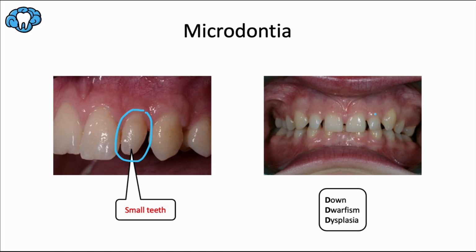This is much less common and usually associated with some type of syndrome, including Down syndrome, pituitary dwarfism, or ectodermal dysplasia. Remember these three D words for downsized teeth. We have Down syndrome, pituitary dwarfism, and ectodermal dysplasia. D for downsized.